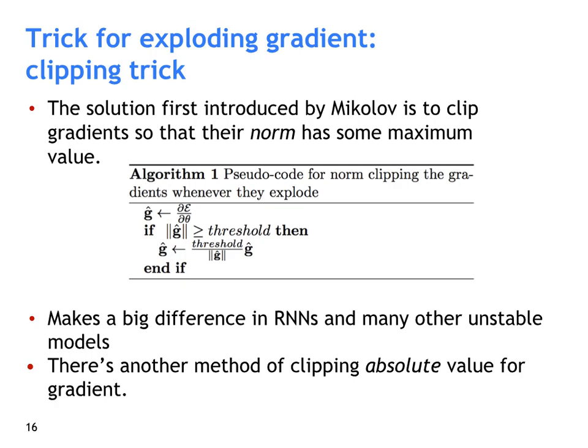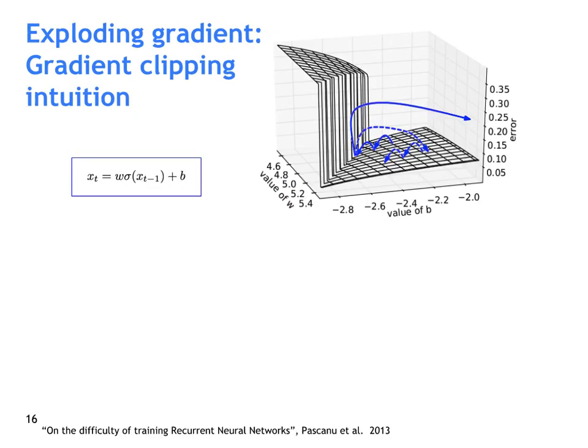There's another kind of clipping that's not mentioned in the lecture, but I found out while reading that the literature calls it absolute value clipping. Your gradient is a vector, so they set an absolute value. All the elements in the vector above that value are just clipped to that value. So it's called absolute value gradient clipping.